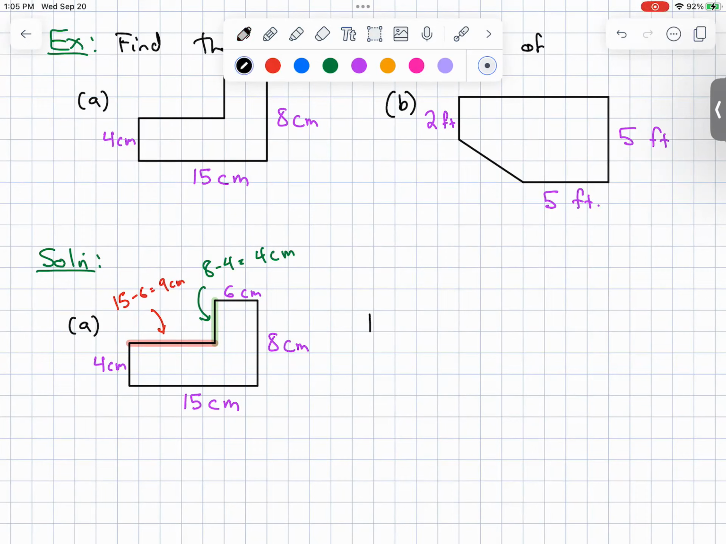So the perimeter is adding up all the side lengths. You can start with whichever one. I recommend going clockwise or counterclockwise, just make sure you're systematic about it. I'm going to start with the red and move along in a clockwise fashion. So 9 plus 4 plus 6 plus 8 plus 15 plus 4 is going to be 46 centimeters.